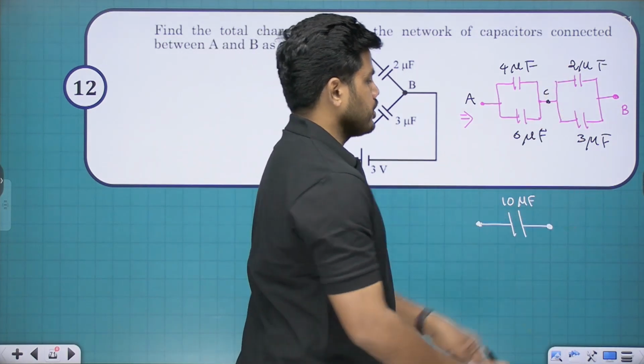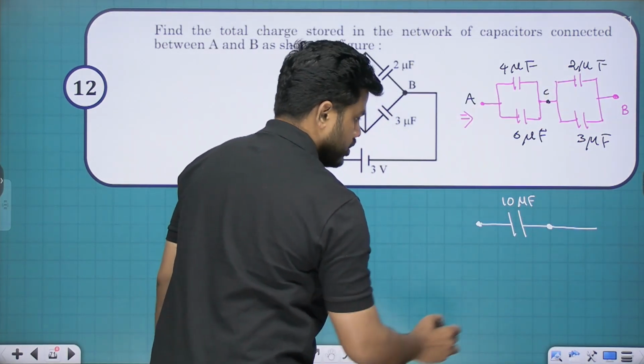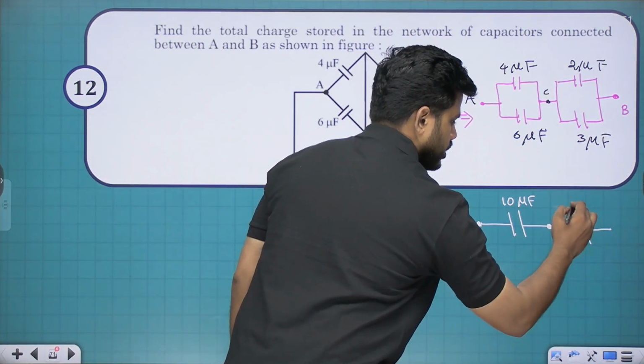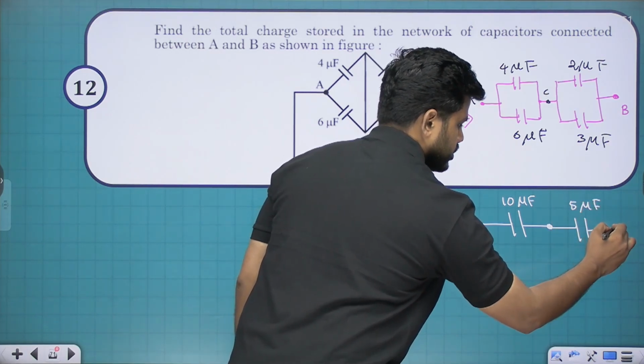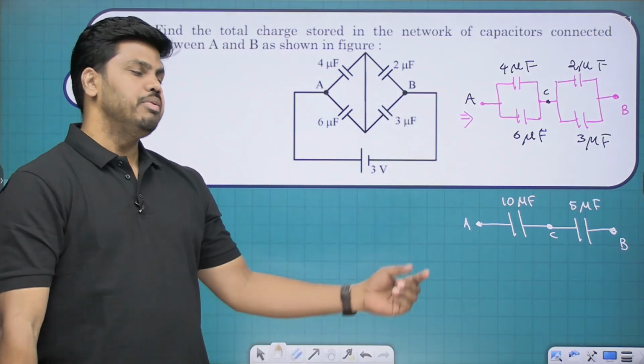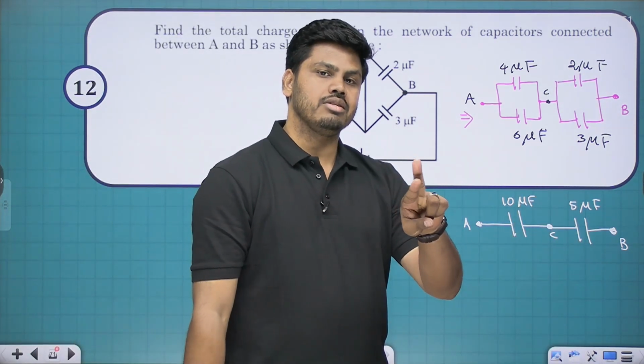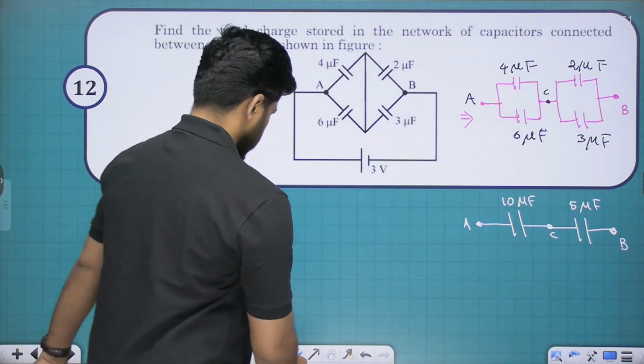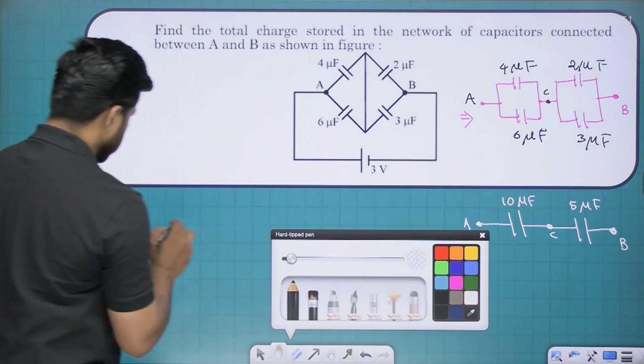Now what about these two? 3 plus 2 is going to be 5 microfarad. This is the point B. This was C, this was A. Now look at that. Between A and B, we have two capacitors in series. So what is the effective equivalent capacitance?